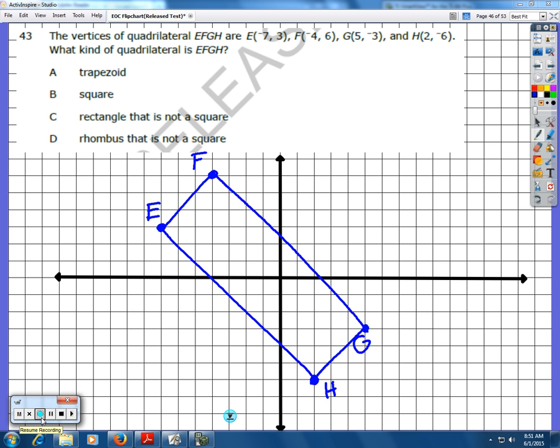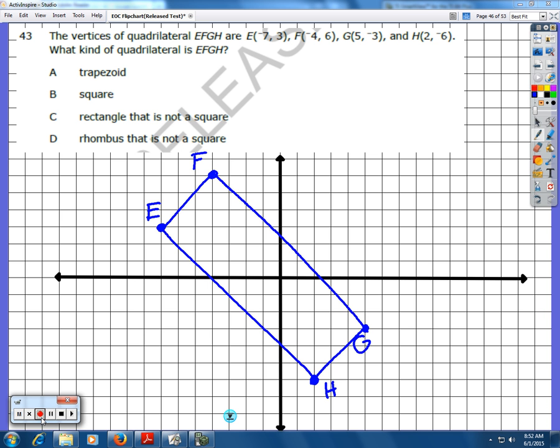All right, so I plotted the points, and here's the shape that's made. Now, they want to know whether this figure is a trapezoid, a square, a rectangle, or a rhombus. So what I'm going to do is look at my figure and automatically mark out the ones that don't make sense.